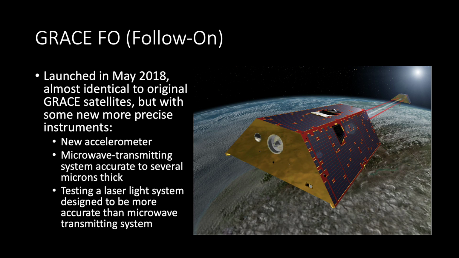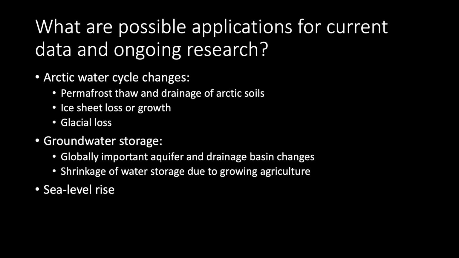So what kind of information might we learn and might we want to know as GRACE-FO gives us more information? What are possible applications for current data and ongoing research? Arctic and Antarctic water cycle changes affect global water cycle changes. And so permafrost thaw and drainage, ice sheet loss or growth, and glacial loss all affect the global water cycle and can be tracked through remote sensing.